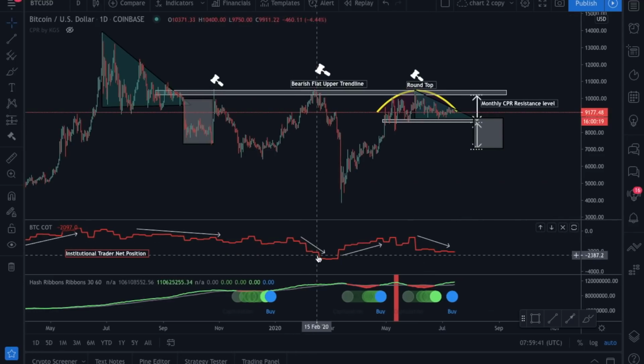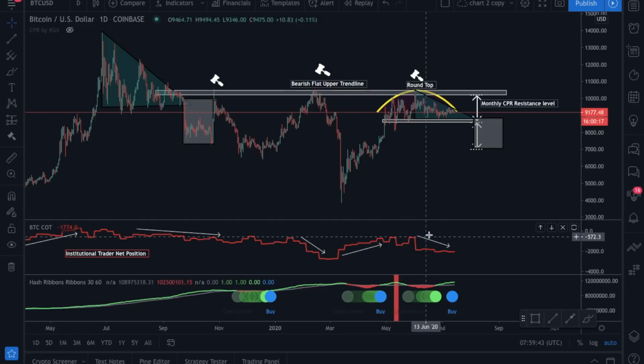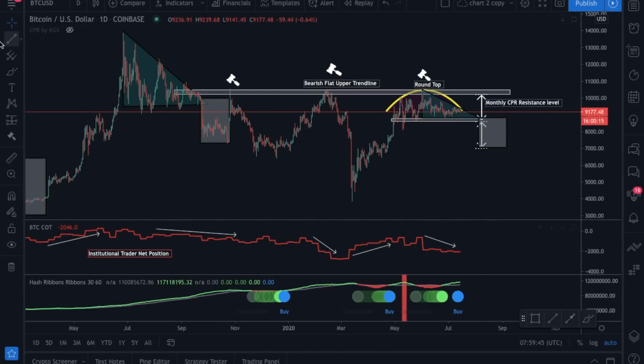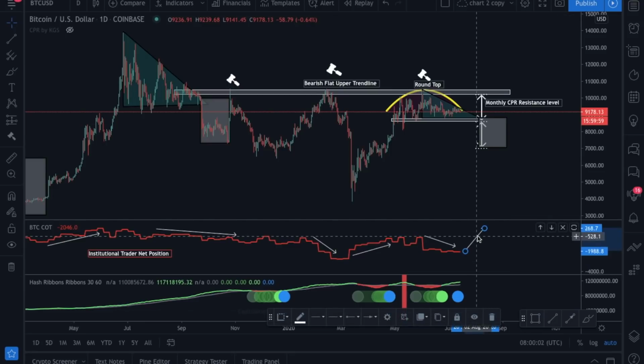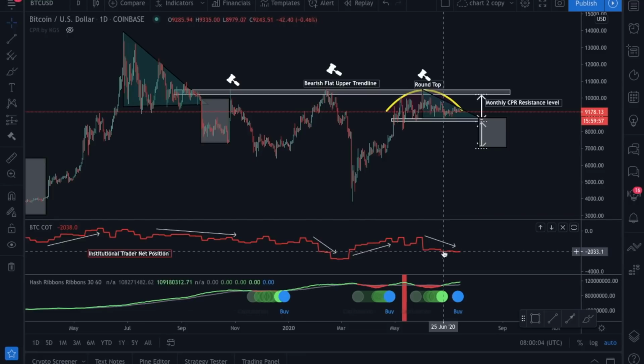Right now it's showing us the trend is not heading to the upside, because for a reversal, what we want is for this institutional traders' net position to head to the upside, guys. If it starts heading to the upside or reversing, that's the indication we may see a breakout coming very soon. But so far, this price action and this institutional traders' net position are also indicating the trend might be reversing.